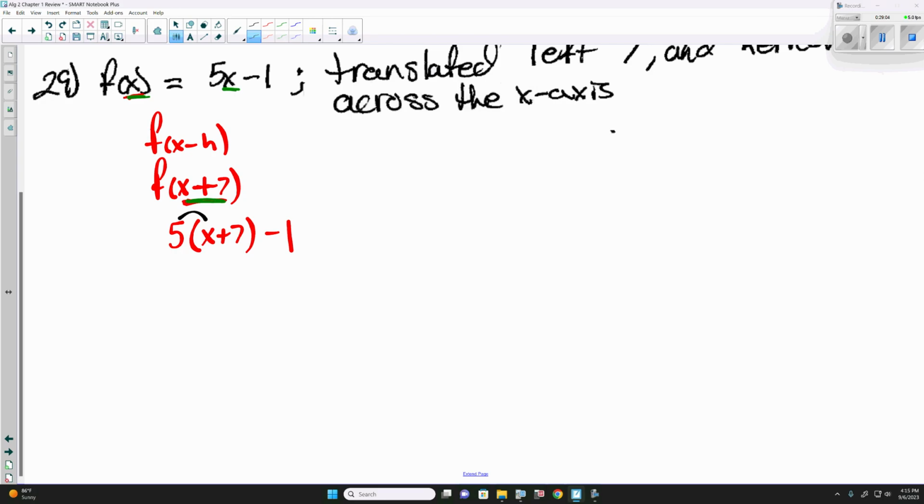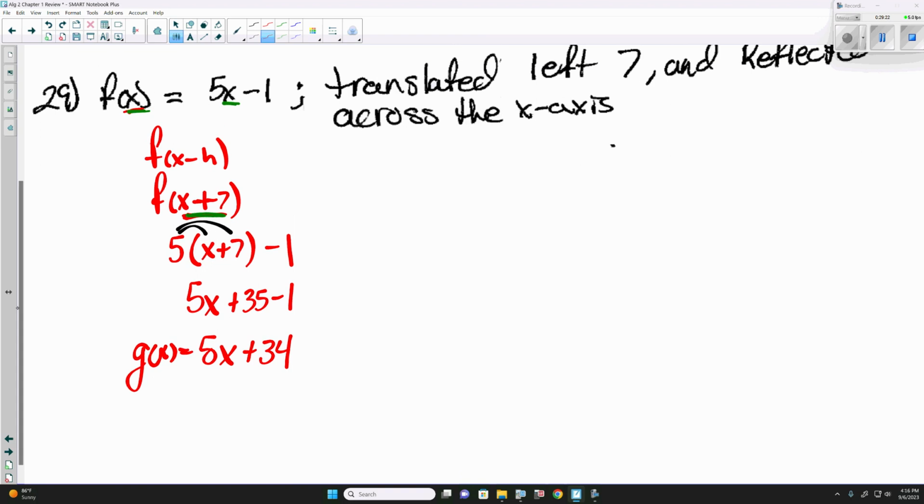Now at this point here, we can distribute the 5. Well, 5 times x is 5x. 5 times 7 is going to be plus 35 minus 1. And if we combine like terms, we get 5x plus 34. And we can call this our new function.